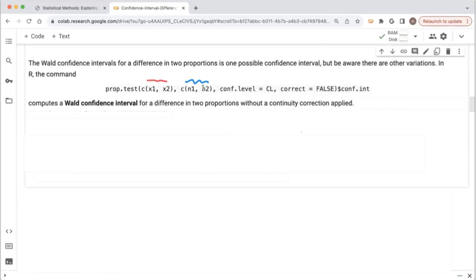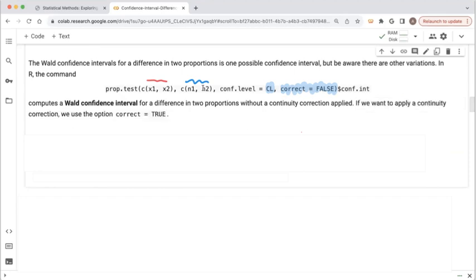And then we input the confidence level as a proportion. Since we're working with proportions, we can decide whether or not we want to apply a continuity correction. If we don't want to apply this continuity correction, we use the option false. And if we do, we use the option true.